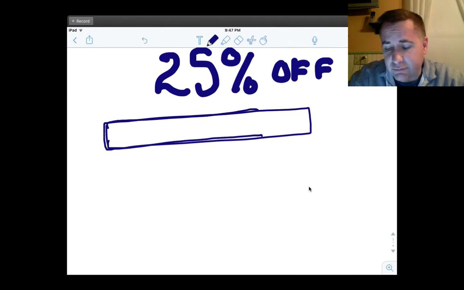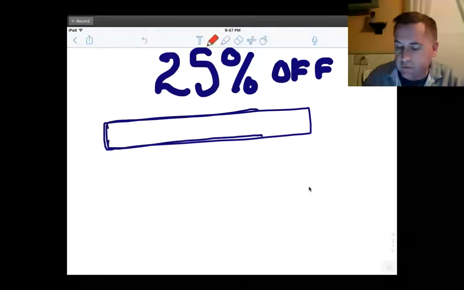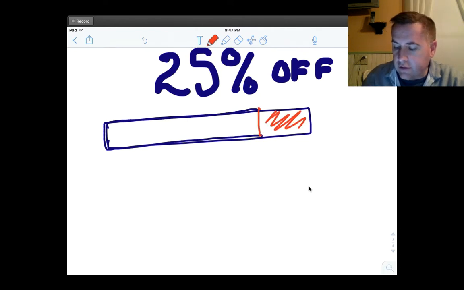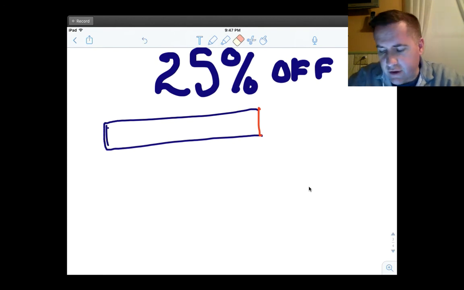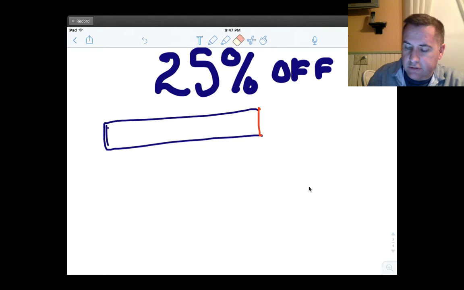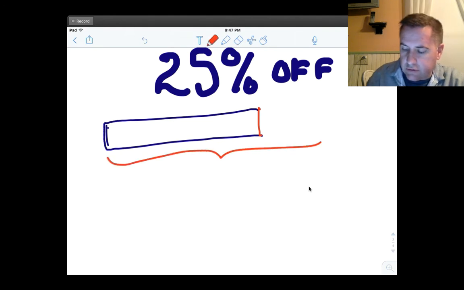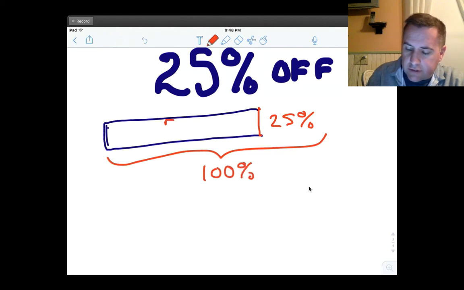So what exactly does it mean when you hear something's on sale for 25% off? That means if you have the whole price, as in my picture here, there's 25% of it that you're just going to take off. We're going to get rid of it. We're not responsible to pay that. Remember, percent is out of 100. So if there's 25% you're not responsible for paying, you're responsible for paying the rest of the 100%, or that 75%.